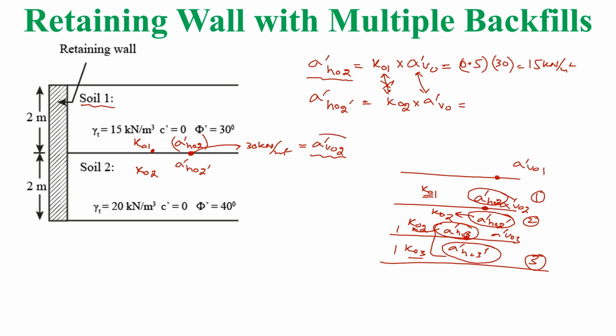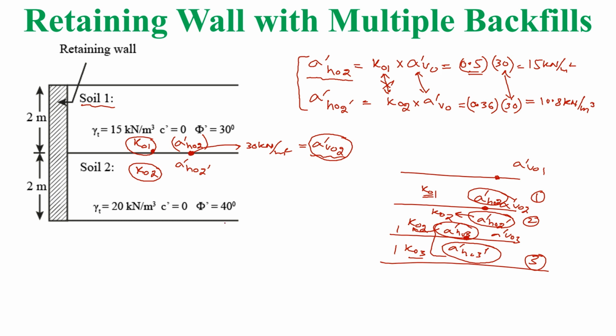Simply, from one vertical stress we can calculate two horizontal stresses based on the coefficient of lateral earth pressure of the soil. Both soils have different K naught values, so there will be two stresses, here 0.5 and here 0.36 into this, which is the same, and it will be 10.8 kilonewtons per meter square. So we have calculated the stresses at this point.